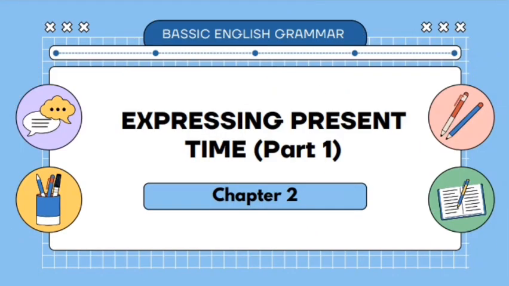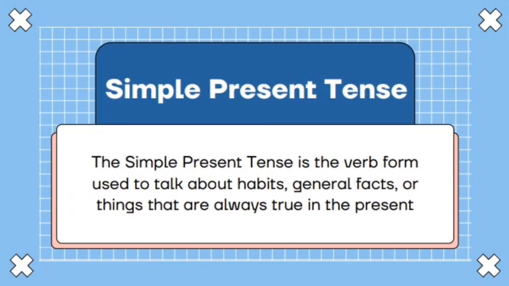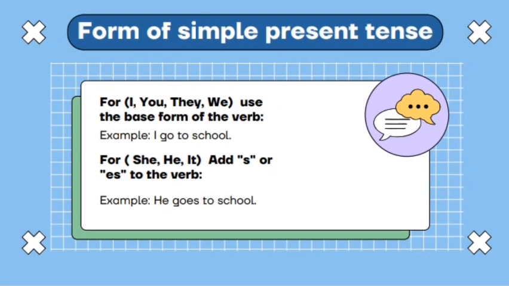Next, chapter 2, expressing present time part 1. First, simple present tense. The simple present tense is the verb form used to talk about habits, general facts, or things that are always true in the present. Form of simple present tense. For I, you, they, we, use the base form of the verb. Example, I go to school.